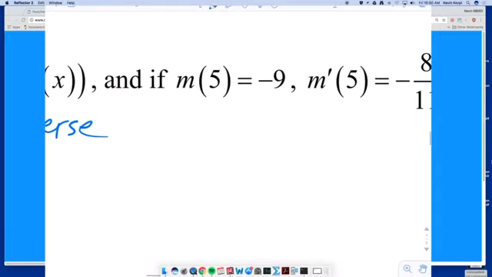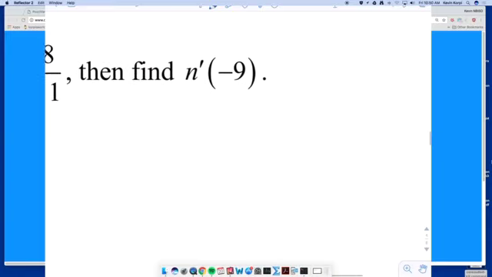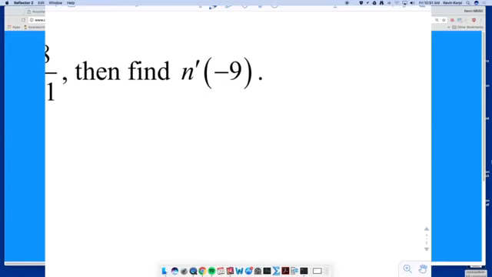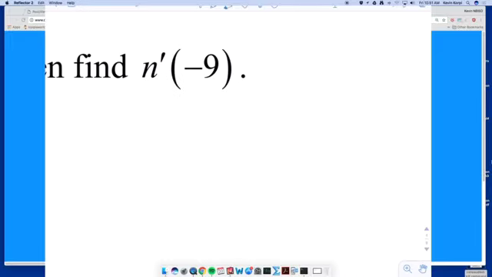If m of 5 is negative 9 and m prime of 5 is negative 8/11, then find n prime of negative 9. All right. I guess these are analogous to the pre-measured bowls, but we need the bowl to dump everything into. We need our template. So begin with the end in mind, right, and work backwards. We need to find the slope of n at negative 9.